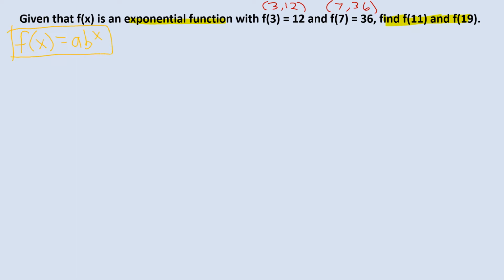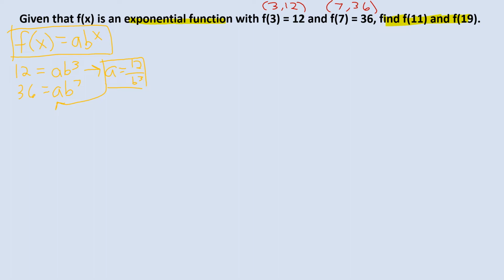So we are going to plug in these ordered pairs for 12 equals ab to the third power and 36 equals ab to the seventh power. We're going to solve either one of these equations, it doesn't matter, for a. So I'm going to solve the first one for a, and that will give you a equals 12 over b cubed. We're going to use this to plug into our second equation.